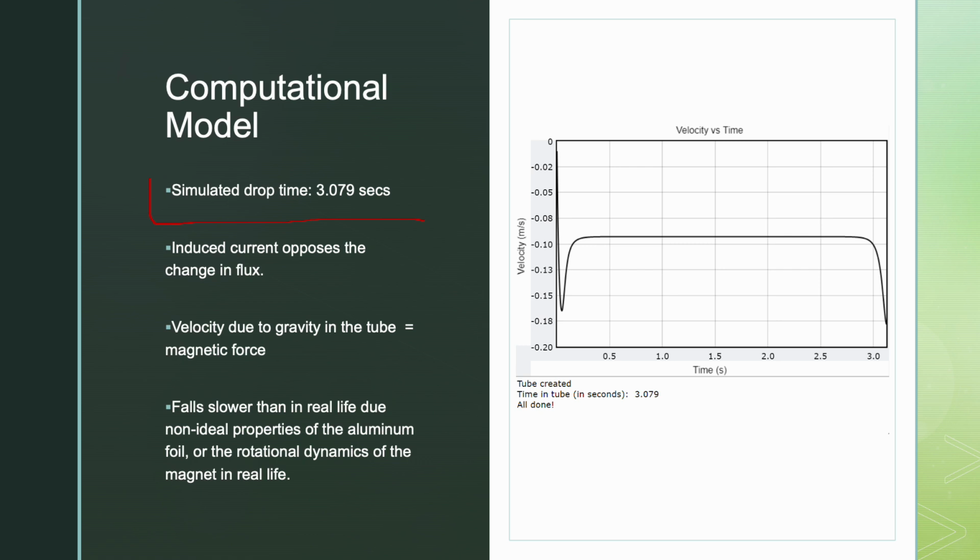And then some reasons why this could fall slower than in real life is because maybe the aluminum has non-ideal magnetic properties, and maybe this tube of aluminum had some different properties, and it wasn't an ideal tube of aluminum, as well as the magnet did rotate and bounce around in the tube, and the rotational dynamics takes so many different magnitudes of math to figure out. So that definitely has an effect on the falling time, whereas in the simulation it falls perfectly. So yeah, that's the model on the right.